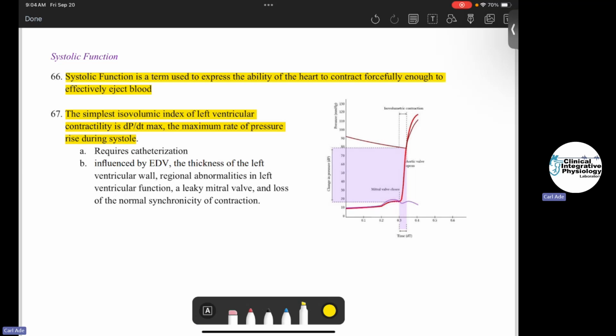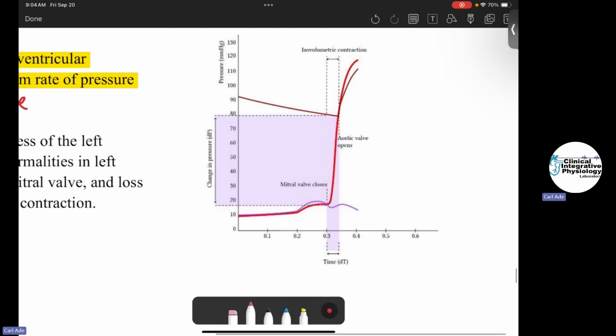The simplest is referred to as the isovolumic index of left ventricular contractility. It's really the change in pressure over the change in time. The little d just represents change. So it's the change in pressure over the change in time, or the slope. If we come over here to my figure, here's our time. Here's our change in pressure. It's really this slope. This is the dP/dt, the slope.